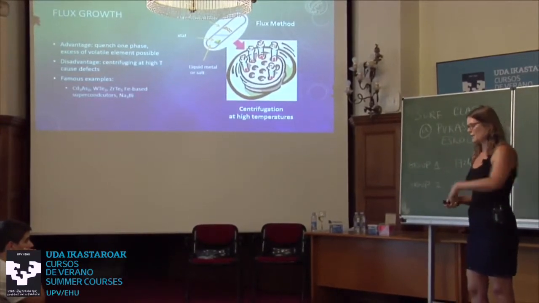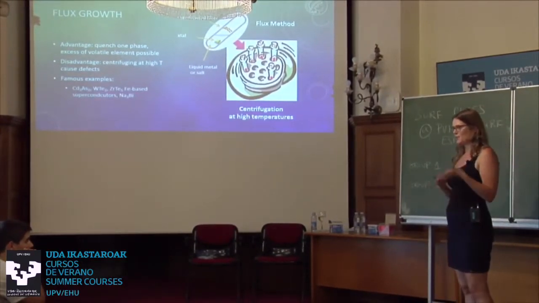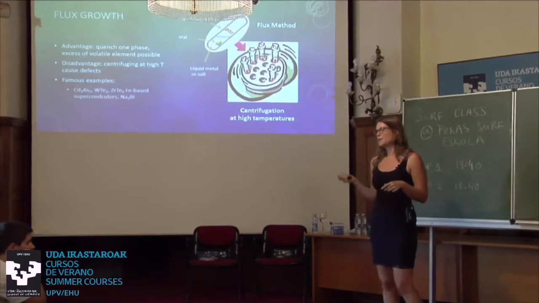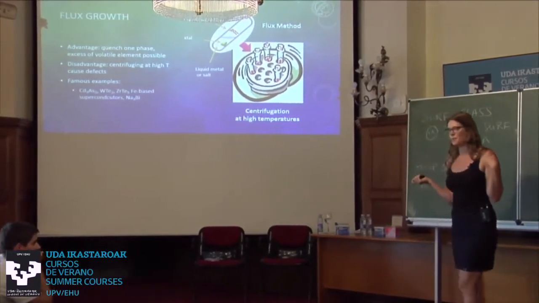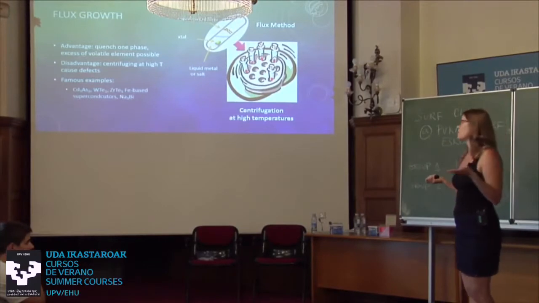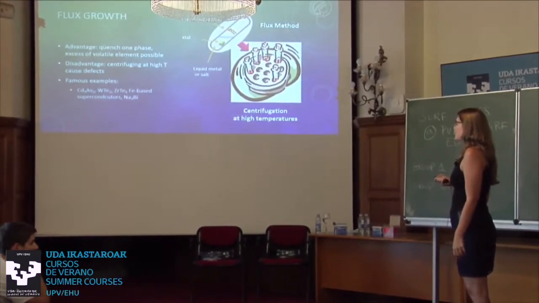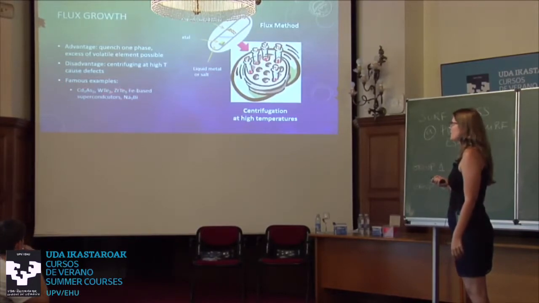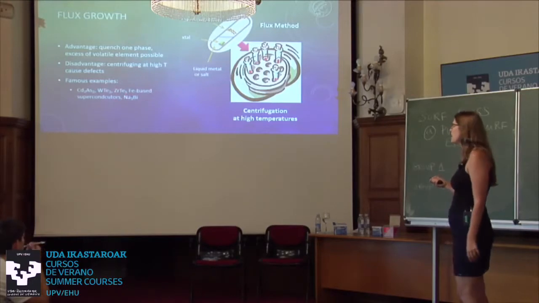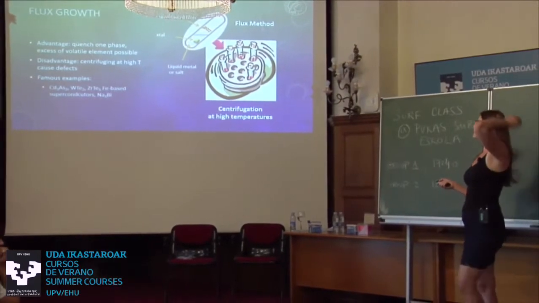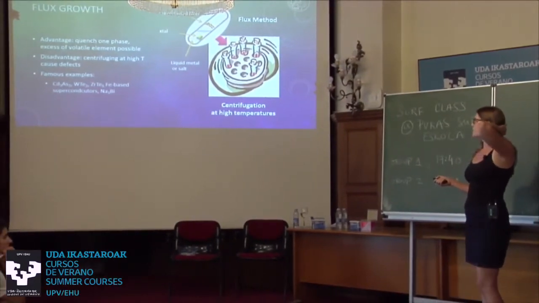And also, putting it in a centrifuge and spinning it puts lots of strain on it, so those crystals can also have defects. Usually also flux-grown crystals are smaller than vapor transport crystals. So sometimes this can be better than vapor transport, but often it is a worse method. However, there are lots of compounds you can grow very nicely with this method. So I already mentioned cadmium arsenide and tungsten telluride, but also other telluride-based phases can be grown that way. And iron-based superconductors are famously grown from fluxes. And also sodium-free bismuth is grown from a flux.